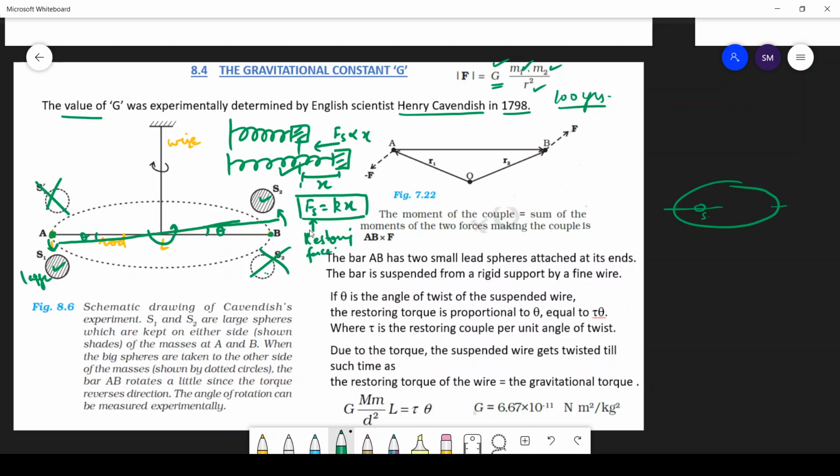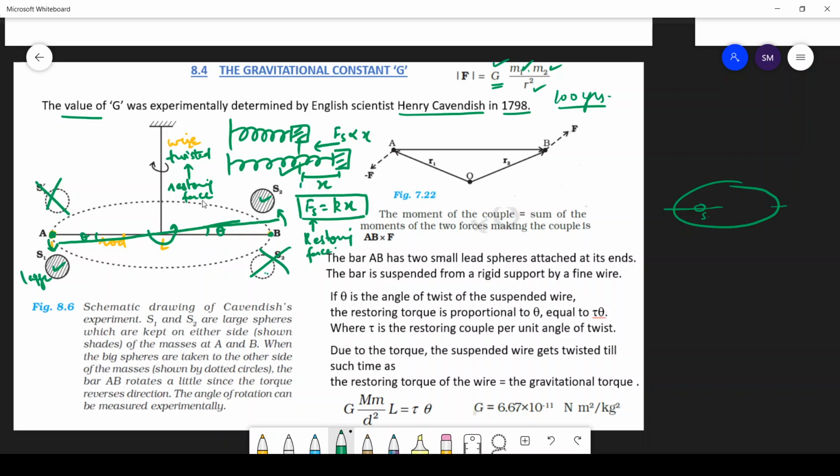So that was the restoring force here, Fs. So here also, when this rod is rotated, this wire will be twisted, and it will try to regain its shape. So when this wire is twisted, it will try to regain its shape back, right? So there will be a restoring force.